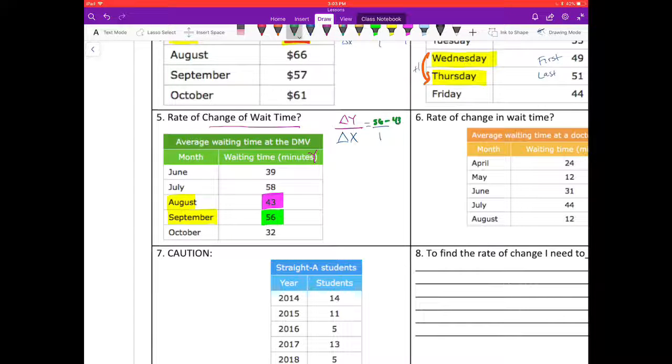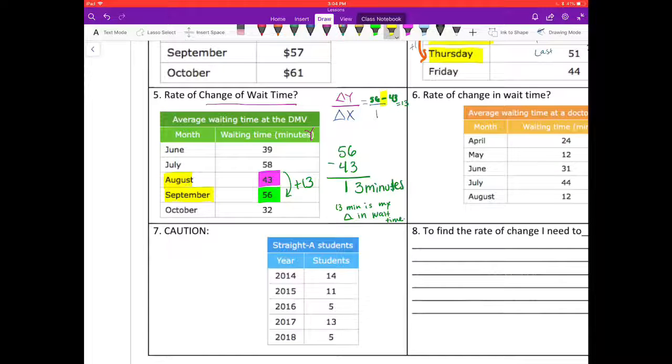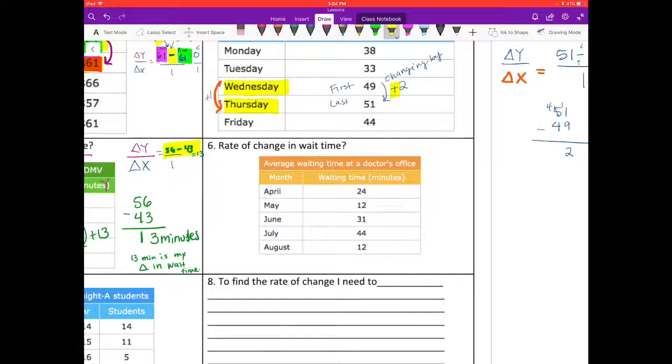56 minus 43. Okay, well then over here, I got to do my 56 minus 43. 6 minus 3 is 3. 5 minus 4 is 1. Oh, it's 13. But be careful. Okay? Was that an increase or a decrease? Oh man, it increased by 13 minutes. Okay? 13 minutes is my change in wait time. So that's it. We got to find the difference between my last, take away my first, and then I found my difference, which is right here. Okay? Rate of change in wait time.